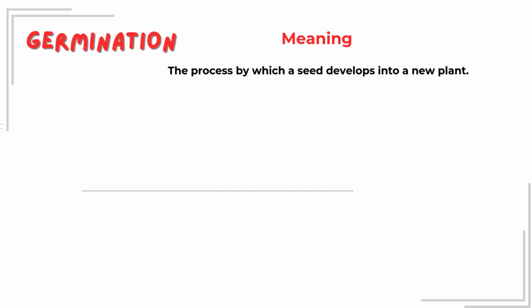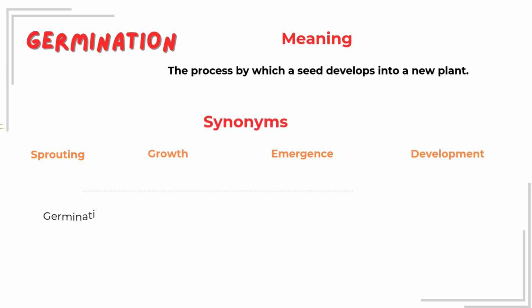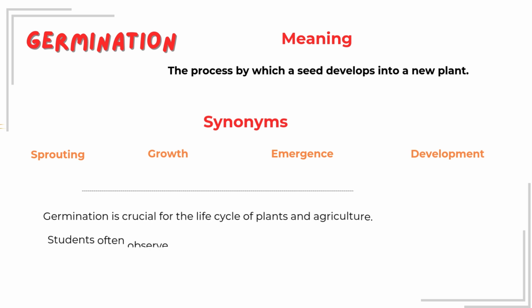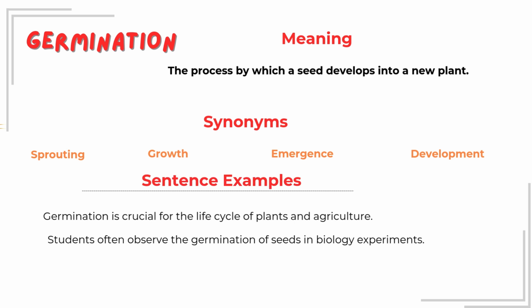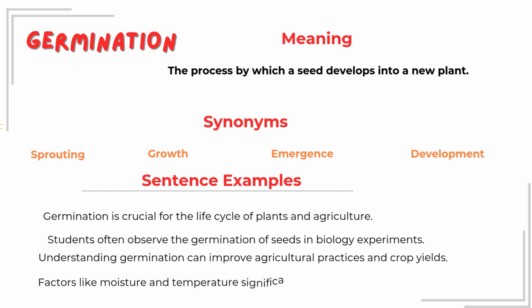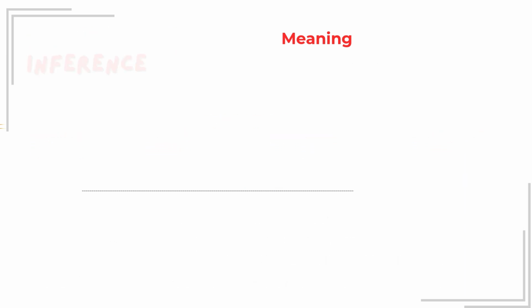Germination. The process by which a seed develops into a new plant. Sprouting. Growth. Emergence. Development. Germination is crucial for the life cycle of plants and agriculture. Students often observe the germination of seeds in biology experiments. Understanding germination can improve agricultural practices and crop yields. Factors like moisture and temperature significantly influence germination rates.